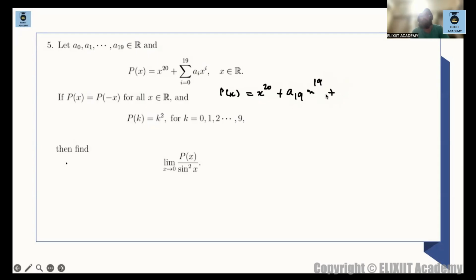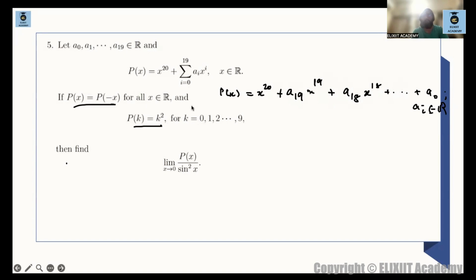Take a19 x to the power of 19, a18 x to the power of 18, and so on till a0. Here the ai are all belonging to real numbers. P(x) is basically P(-x). Now we will use this condition: P(x) is P(-x) and P(k) is k square. Two conditions are given.